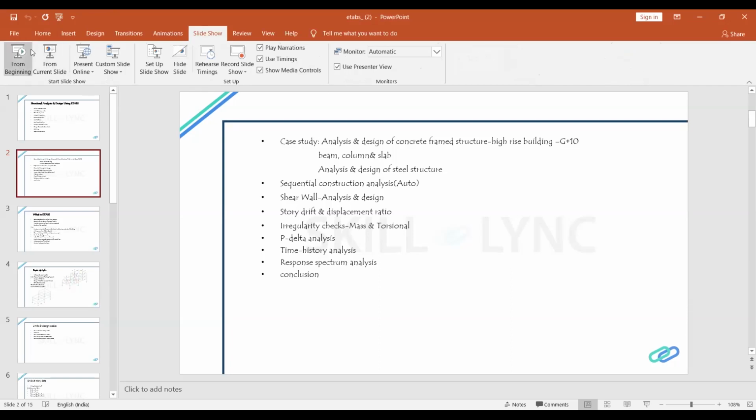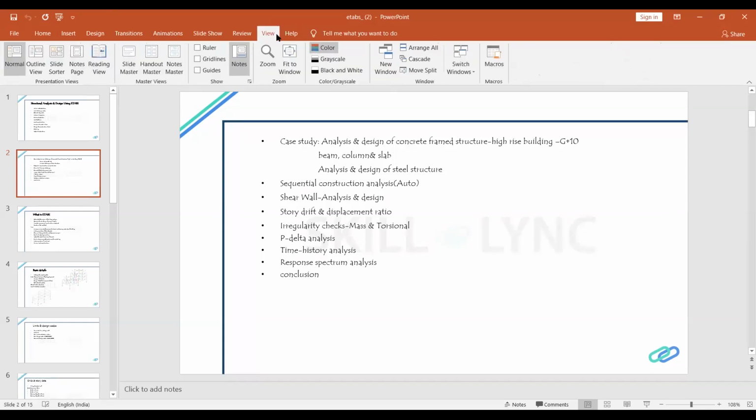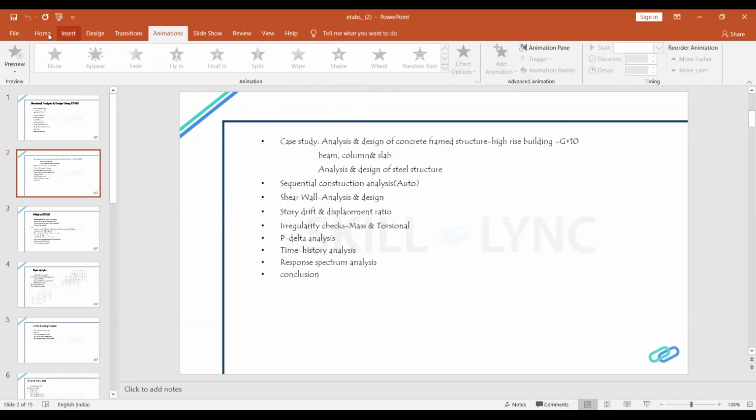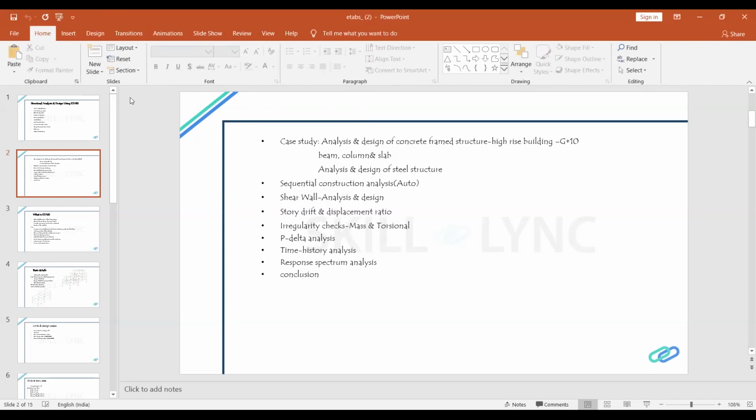The sequential construction analysis, as far as ETABS is concerned, is one of the advanced options available inbuilt in the software, showing how sequential construction affects the structure. Based on the sequence of construction, how the structure behaves, all these things we will go through in detail in the course. Next one will be the shear wall analysis and design. And this is the story drift based on the loading condition. What will be the displacement and the sway ratio will be computed using this software.